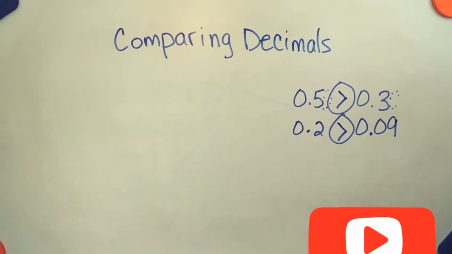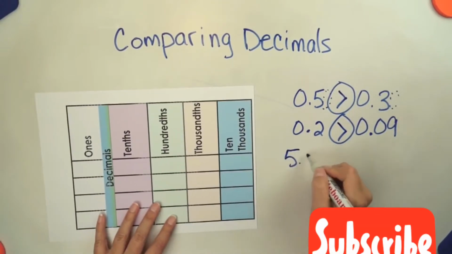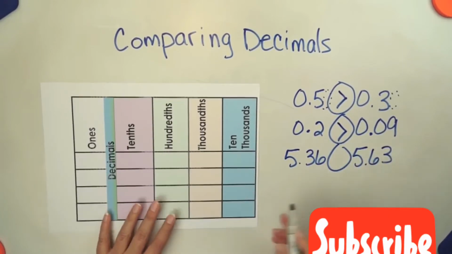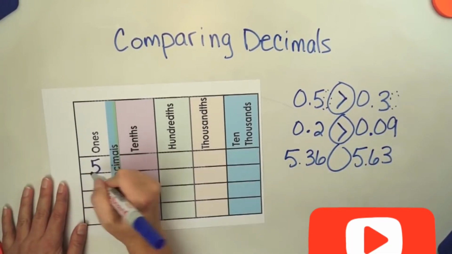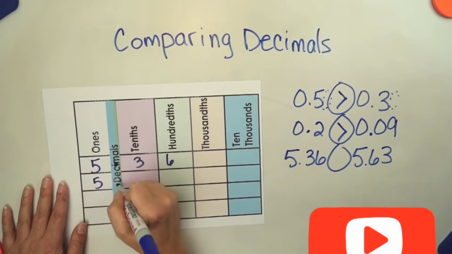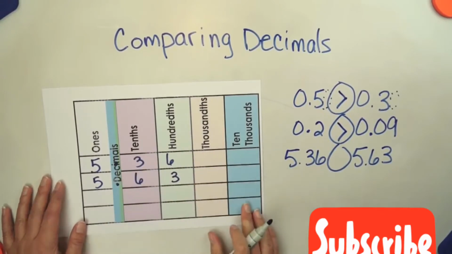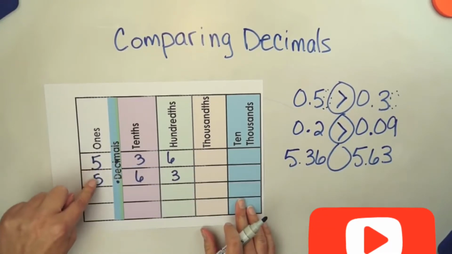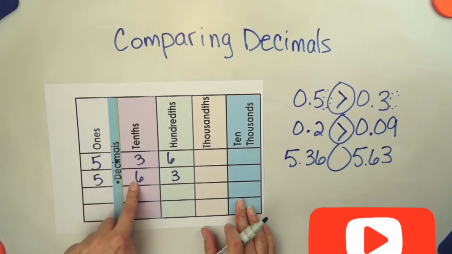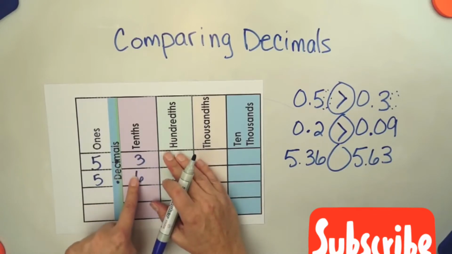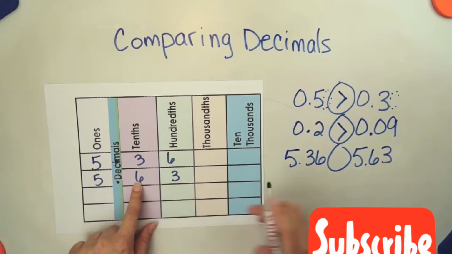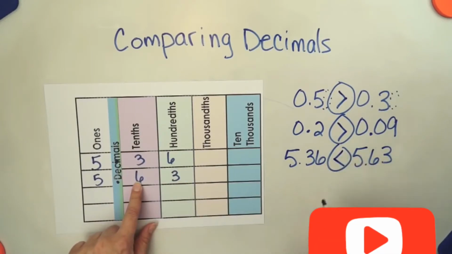Let's try a couple more. How about 5 and 36/100 compared to 5 and 63/100? So we put the ones down first. Decimal 36/100, 5 and 63/100. So the ones are the same. That doesn't help us any. We're going to go to the tenths place. This is 3/10 and this is 6/10. So this is really as far as we need to look. 6/10 is greater than 3/10. So 5 and 63/100 is greater than 5 and 36/100.